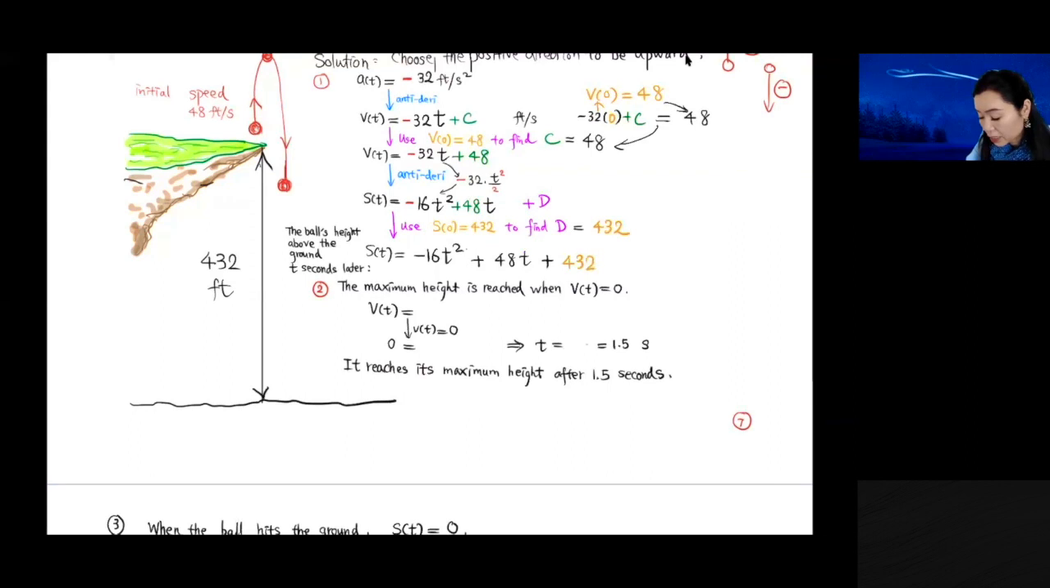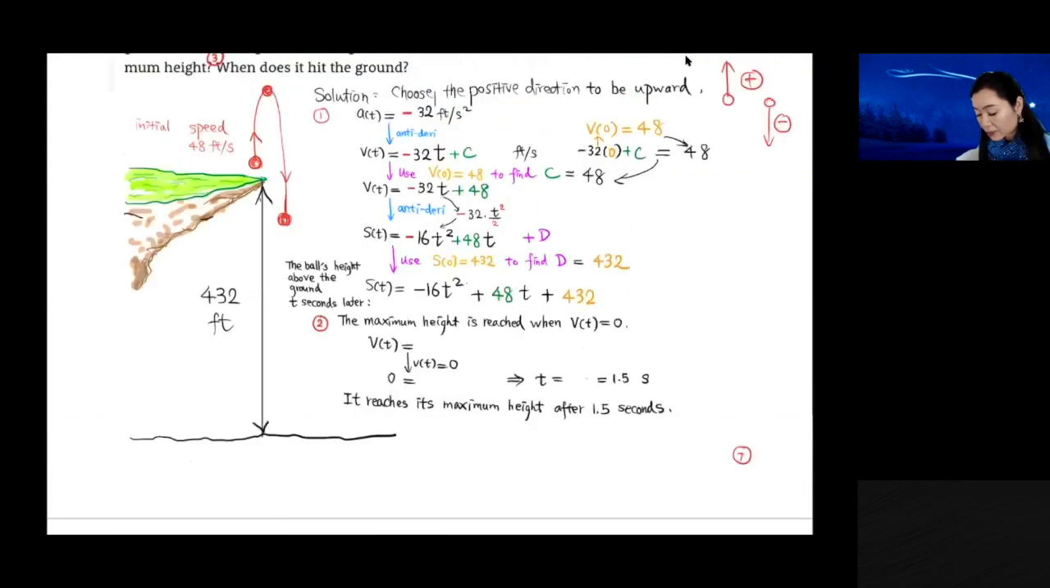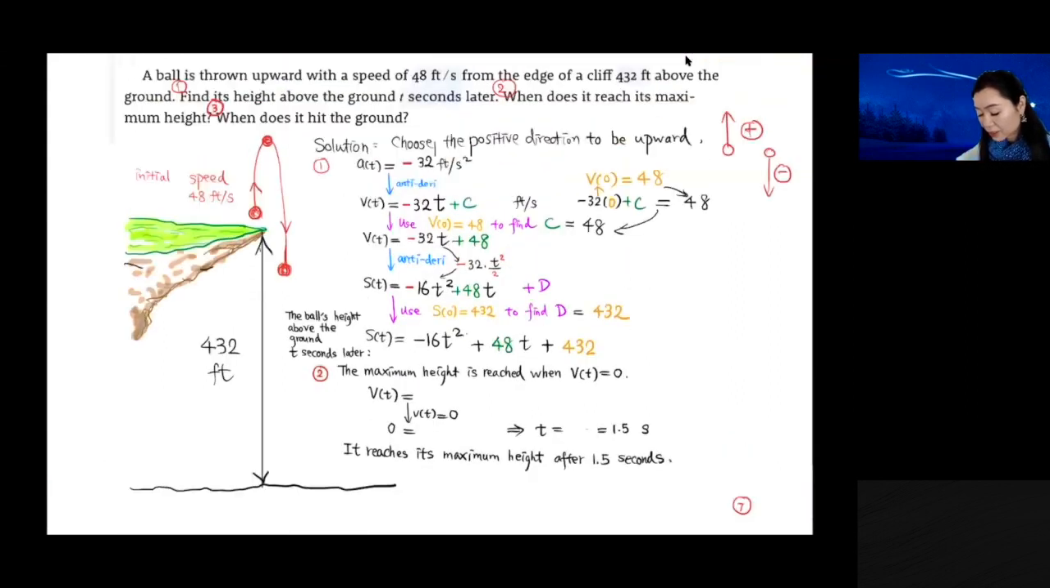Maybe I should color code this a little bit. So this will answer the first question. The height of the ball above ground T seconds later is given by this. So that's the position function. So that answers the first question.